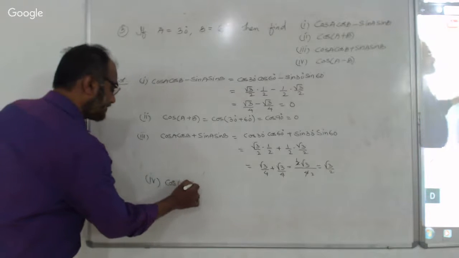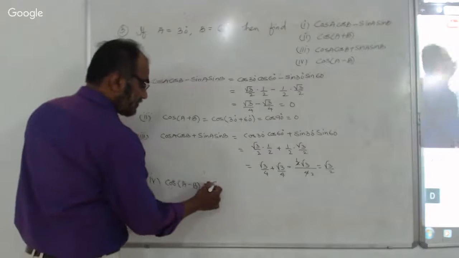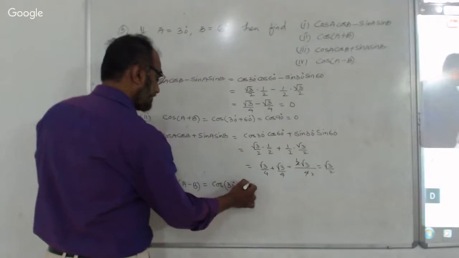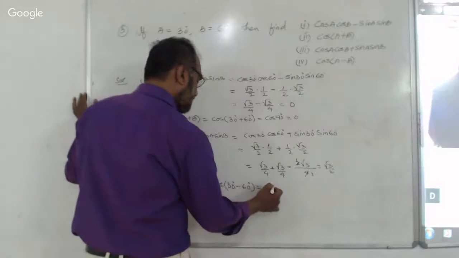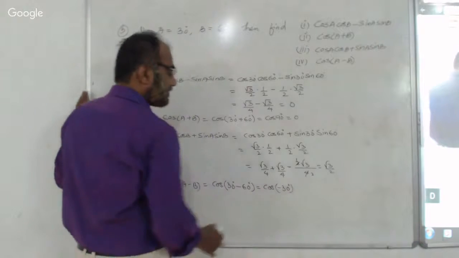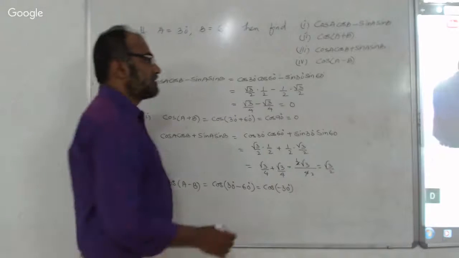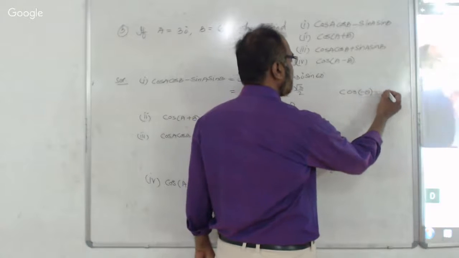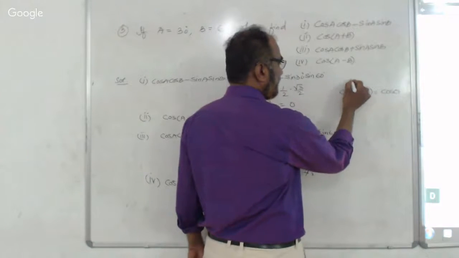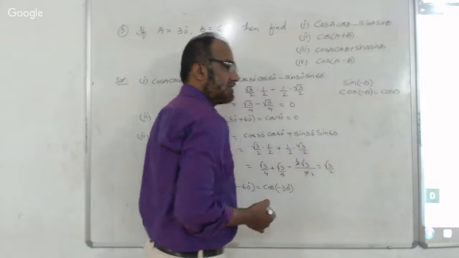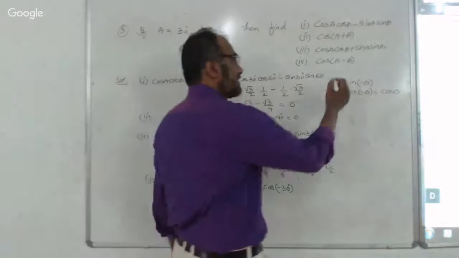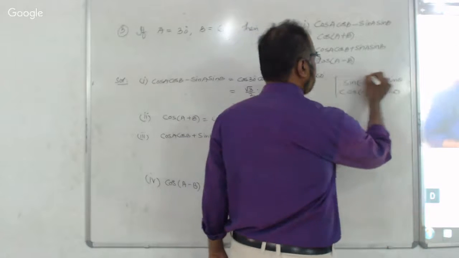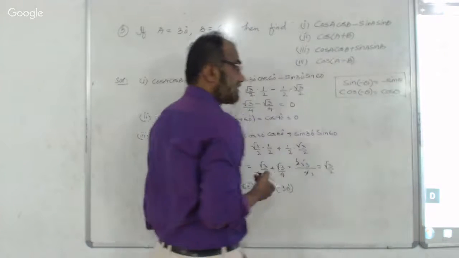Cos of A minus B equals cos of (A is 30 minus B is 60), which comes to cos of minus 30. Now we have a result that cos of minus theta is the same as cos theta, whereas sine of minus theta, as we learned in 10th class, is minus sine theta. Whereas cos of minus theta is the same as cos theta itself.